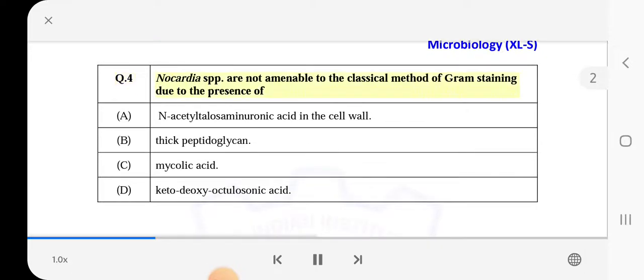Q.4 Nocardia spp. are not amenable to the classical method of Gram staining due to the presence of A. N-acetylmuramic acid in the cell wall, B. Thick peptidoglycan, C. Mycolic acid, D. Ketodeoxyoctulosonic acid.